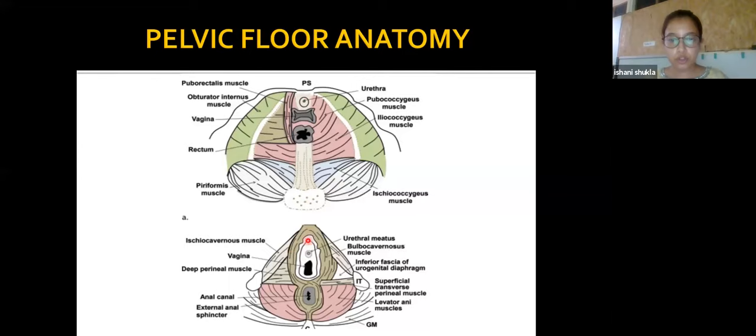Here also we can see the urethra, vagina, and the anal canal. And inferiorly we can see the urogenital diaphragm, which is formed by the superficial transverse perineal muscle and the connective tissue, which extends from the ischial tuberosity up to the perineal body here.